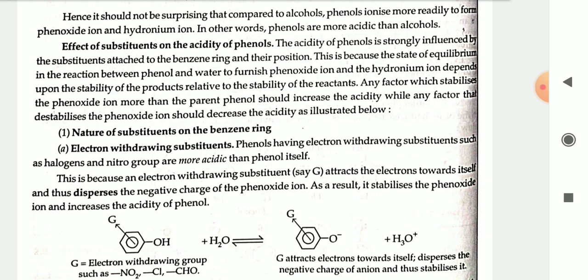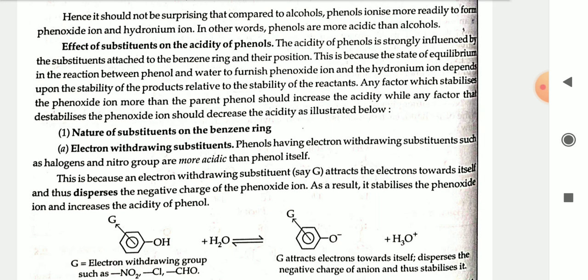Effect of substituents on the acidity of phenol. The acidity of phenol is strongly influenced by the substituents attached to the benzene ring and their position. This is because the state of equilibrium in the reaction between phenol and water to furnish the phenoxide ion and the hydronium ion depends upon the stability of the product relative to the stability of the reactant. Any factor which stabilizes the phenoxide ion more than the parent phenol should increase the acidity, while any factor that destabilizes the phenoxide ion should decrease the acidity, as illustrated below. First is the nature of the substituent on the benzene ring.